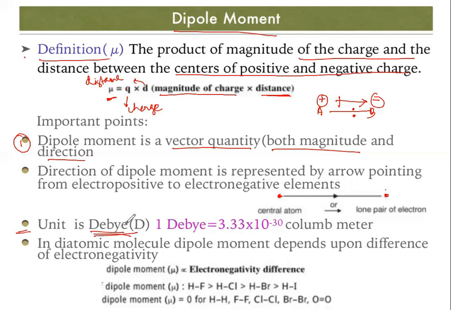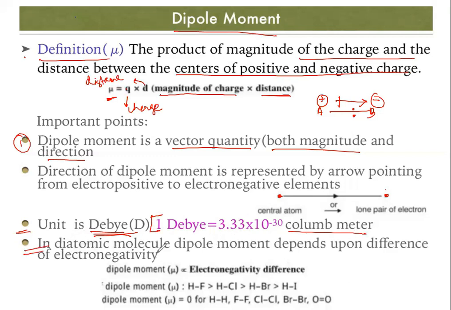Next, third point: the unit is debye. You remember the unit of dipole moment is debye, and 1 debye is 3.33 times 10 to the power minus 30 coulomb meter. So you can write either debye or coulomb meter as the unit.